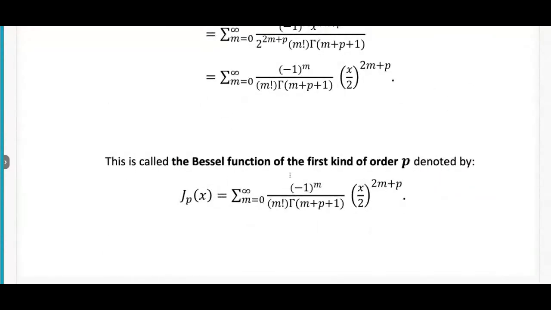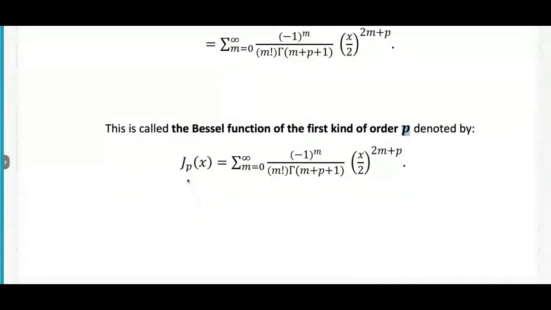So this is called the Bessel function of the first kind of order p. We use this J with subscript p to represent the first kind of order p for Bessel's function. So it is the summation from m equals 0 to infinity of (-1) raised to m, divided by m factorial times gamma of m plus p plus 1, then x divided by 2 raised to 2m plus p.